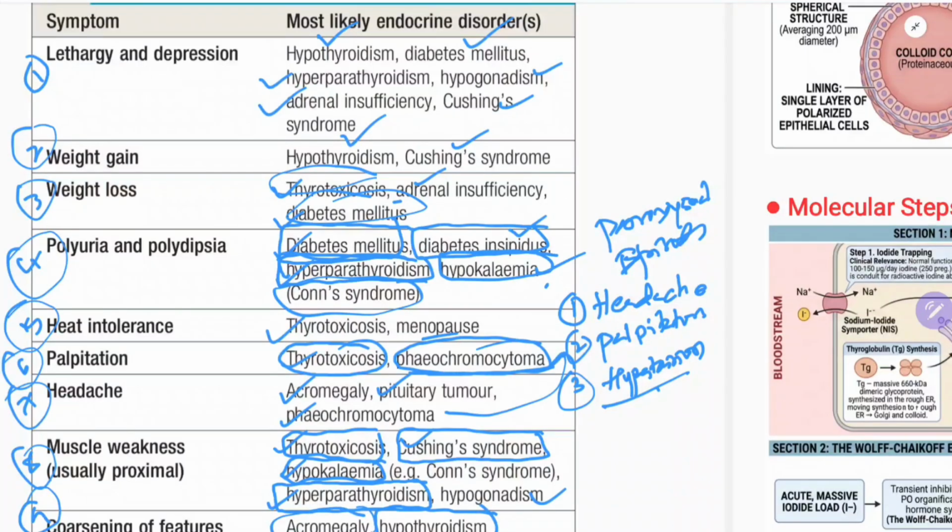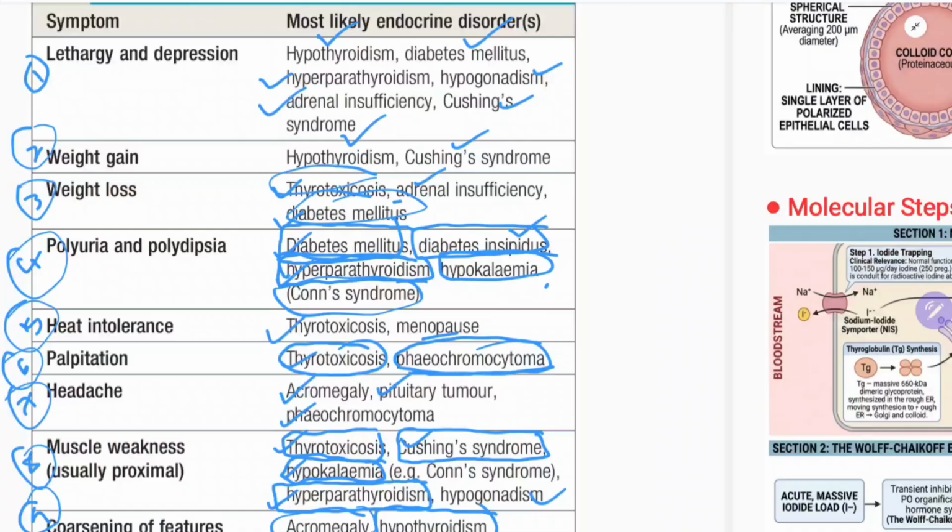So most, if I give them in order, we have discussed the features. So they present with lethargy and depression, weight gain, weight loss, polyuria, polydipsia, heat intolerance, palpitation, headache, proximal muscle weakness, and coarsening of features. So these 9 types of non-specific presentation they can have.